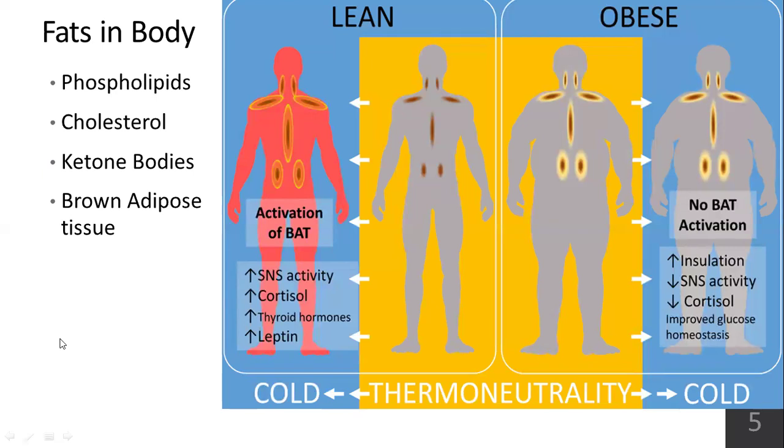Brown adipose tissue is active in people who are lean, but in people who are obese, brown adipose tissue becomes inactive. And the cells that you find in brown adipose tissue have a higher amount of mitochondria, means they burn a lot of calories. That's why the more brown adipose tissue you have, the more calories you will burn on your own without doing much physical activity, because the cells in the brown adipose tissue have a higher amount of mitochondria.